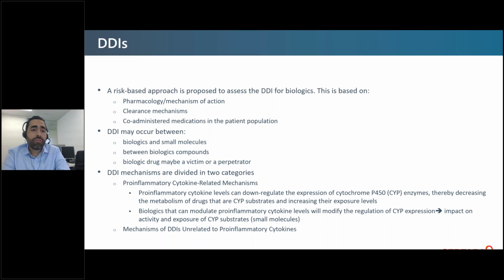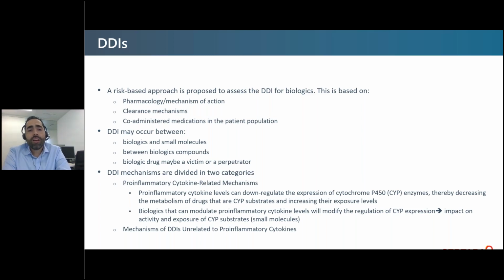So in terms of DDI for monoclonal antibodies, you always need to evaluate the risk related to the DDI. You need to consider the pharmacology and the mechanism of action, the clearance mechanism, and also the co-administered medication in the patient population. What is interesting in terms of DDI is that all situations are possible. You may have DDI occurring between large molecules and small molecules, between the biologics themselves, and the biologic drug may be a victim or a perpetrator.